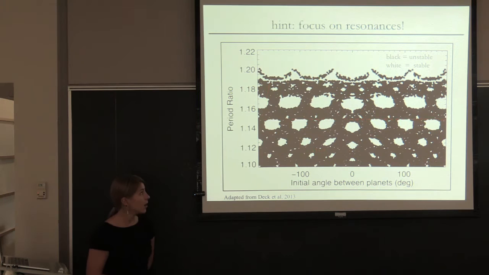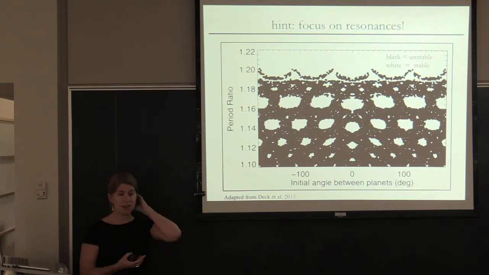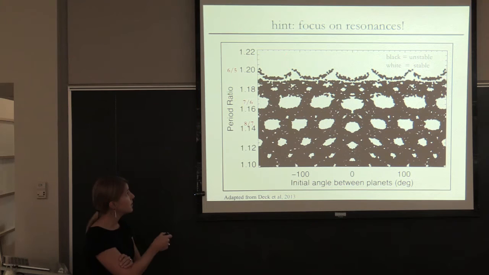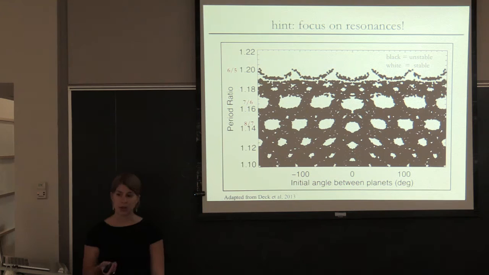Another very striking feature of this plot is that there's so much structure. And the fact that there's so much structure basically means it's something that we can understand. Even though instability seems like a tough problem, it's something that we should be able to understand. One key to understanding it is that these horizontal features occur at very specific period ratios, and they occur at period ratios that correspond to mean motion resonances between the planets, which means that their period ratios form a rational number.